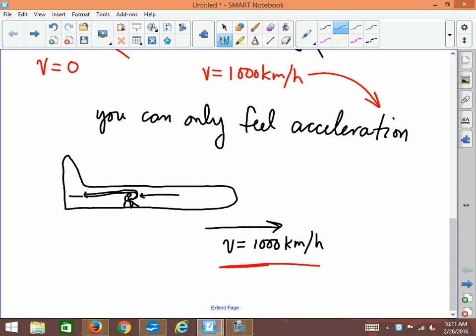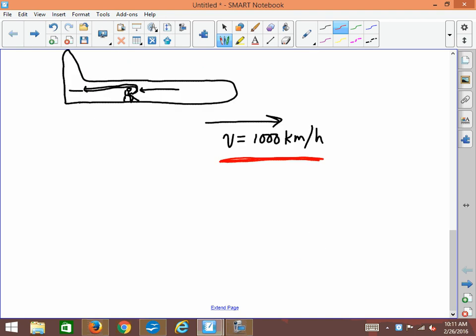But in order to see this motion, I would have to step outside of the plane and get a different perspective. I'd have to view you from a place outside of the plane. Now, when do you feel it when you're in an airplane? Well, you feel it when suddenly the plane changes its velocity.